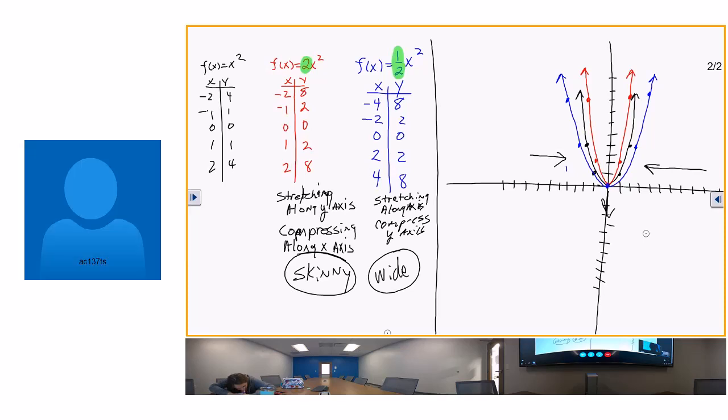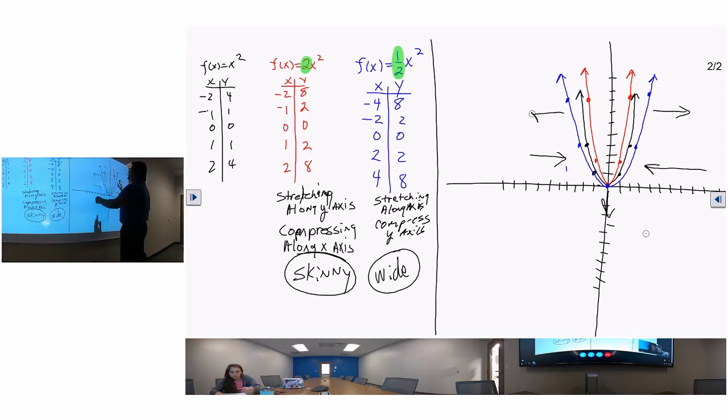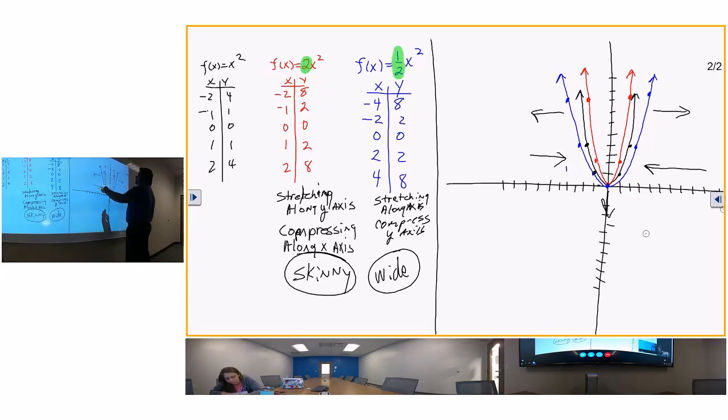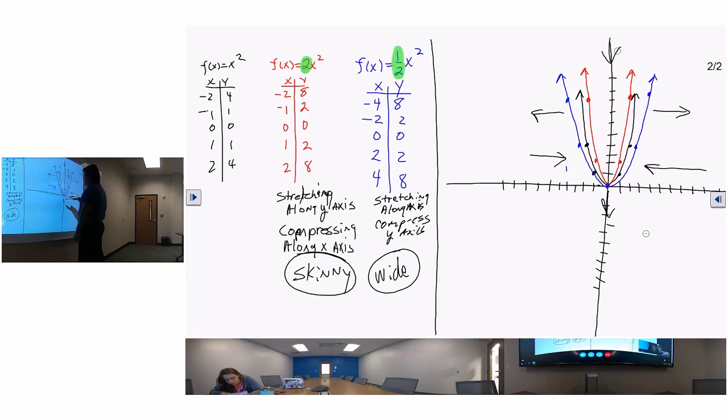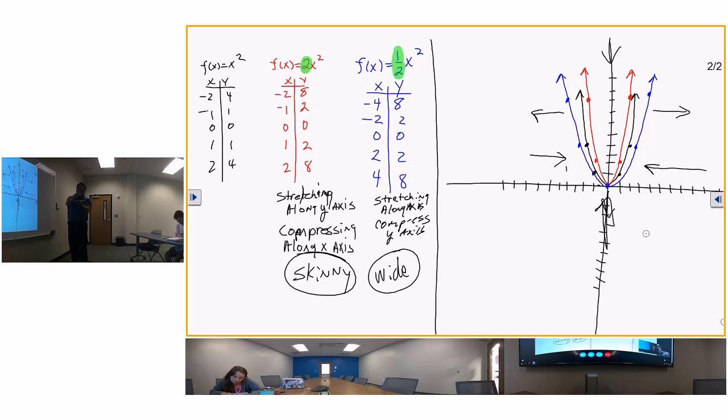What am I doing to that blue line? I'm going which way? Out. So I'm stretching along the x-axis, or you could say I'm compressing along the what? What does it do to that balloon if I compress this way? It's going to make it go out. So it depends on where you put your vise, where you compress. If you compress along the y-axis, it's going to get wider. If you compress along the x-axis, it's going to get skinnier. And what tells you that?